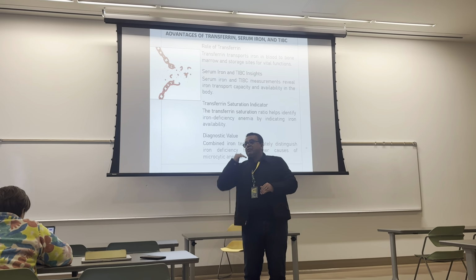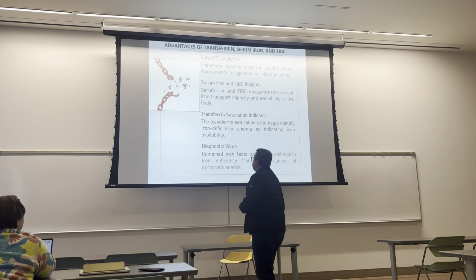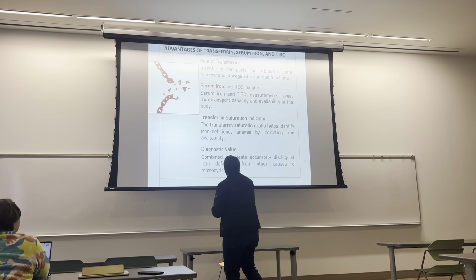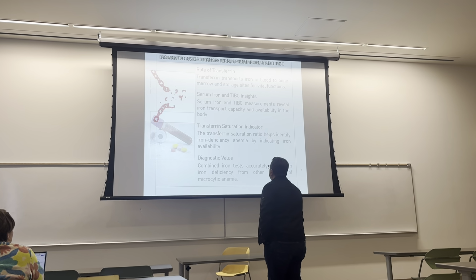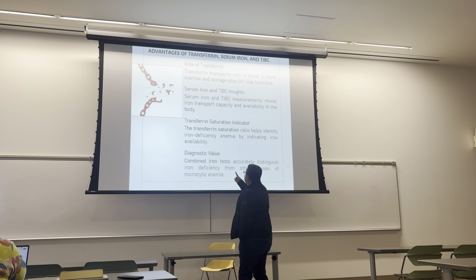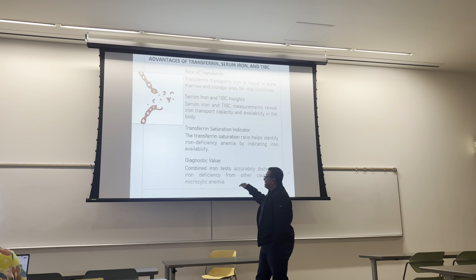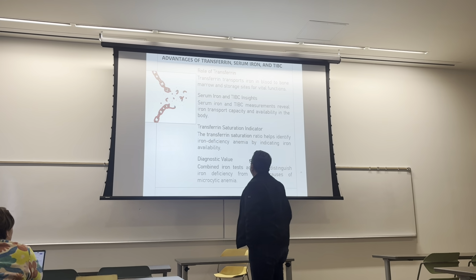Serum iron divided by total iron binding capacity multiplied by 100 gives me the transferrin saturation. Diagnostic values: the combined iron tests accurately distinguish iron deficiency, especially iron deficiency which causes microcytic anemia.